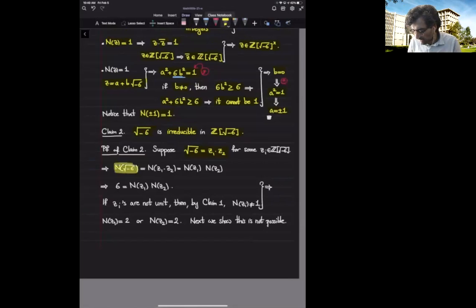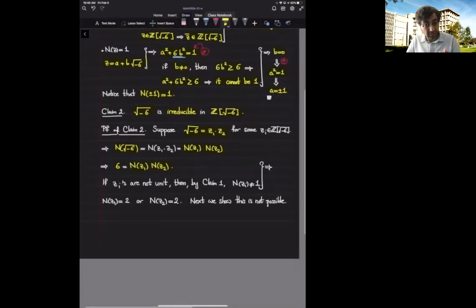So the norm of this element, root -6, is the same as the product of the norms of z1 and z2. Now that means 6 is the product of the norm of z1 and the norm of z2. Notice that the norms of the zi's are non-negative integers. And if one of them is a unit, I'm done. This is what I want to get to. Now I'm going to assume, by the contrary assumption, that neither of the zi's are units.